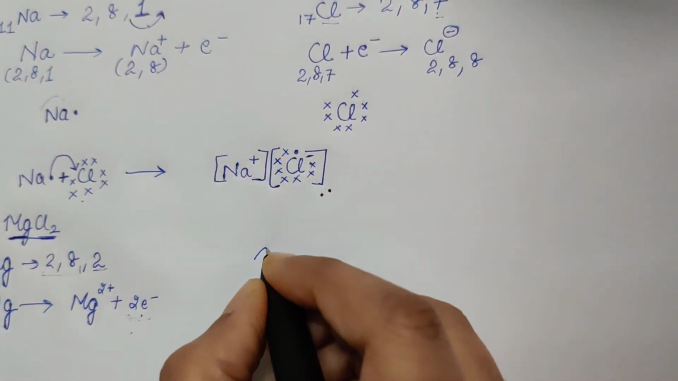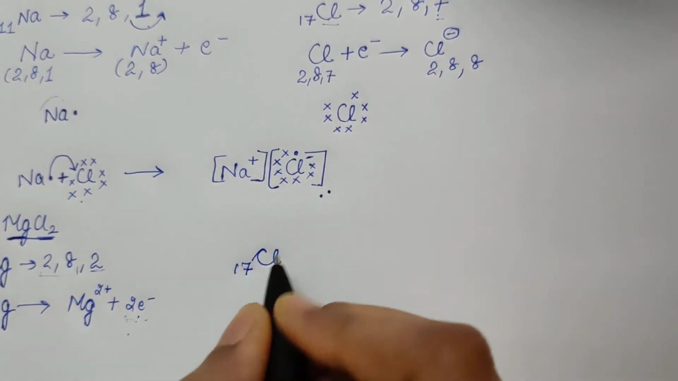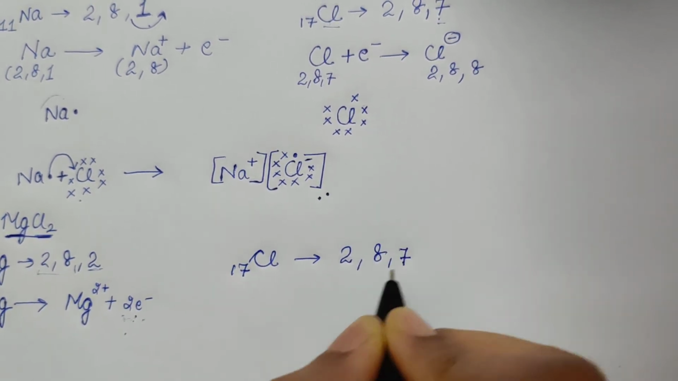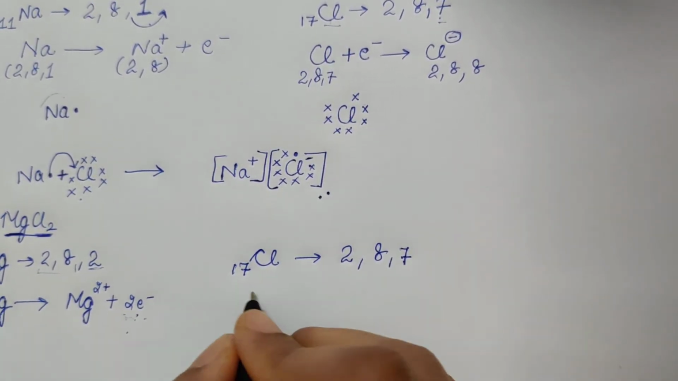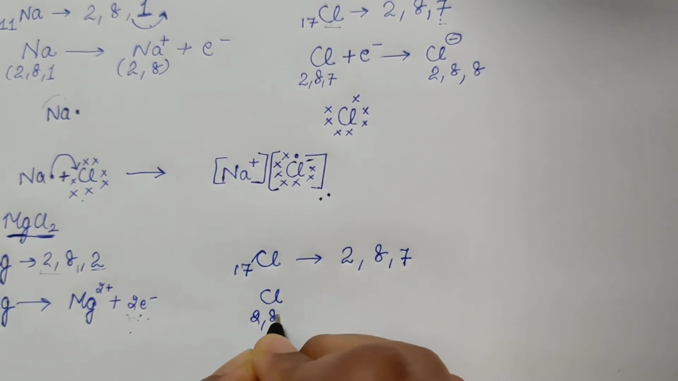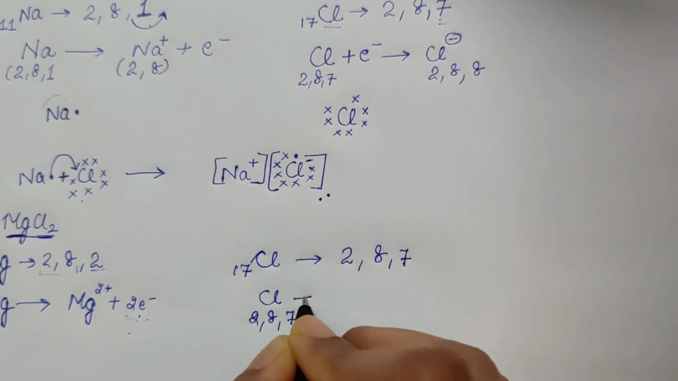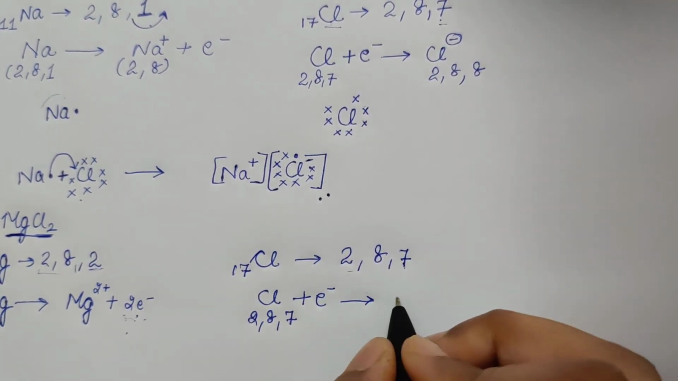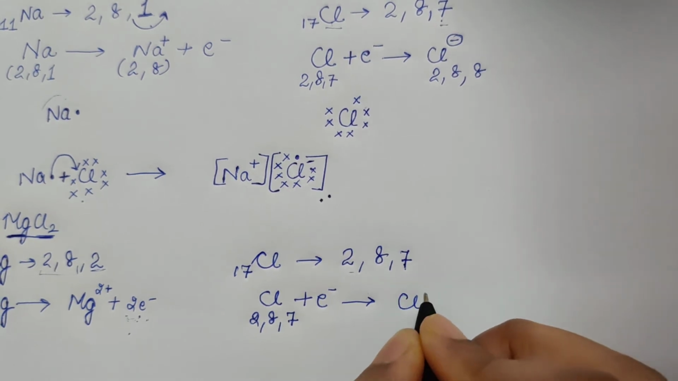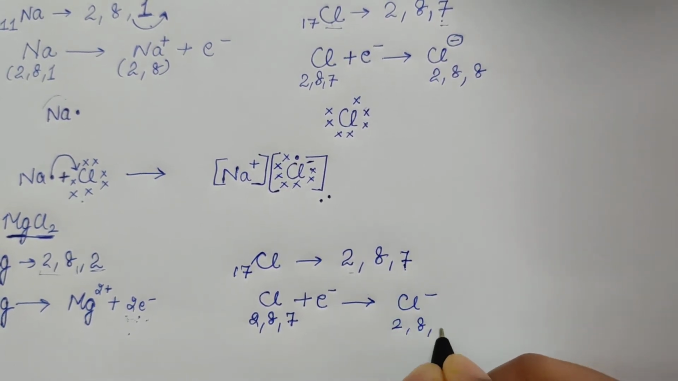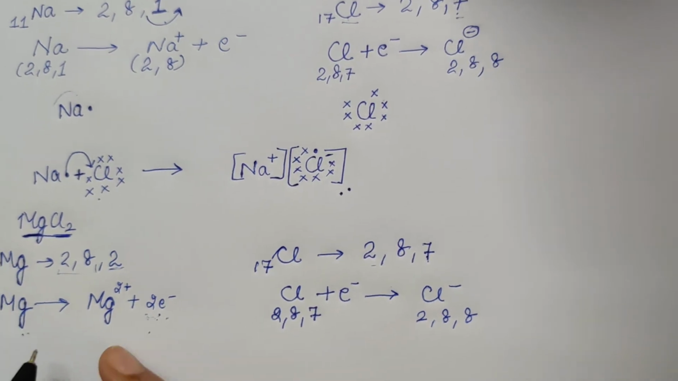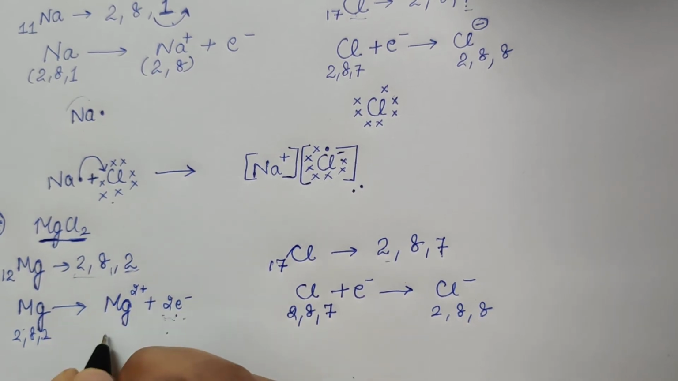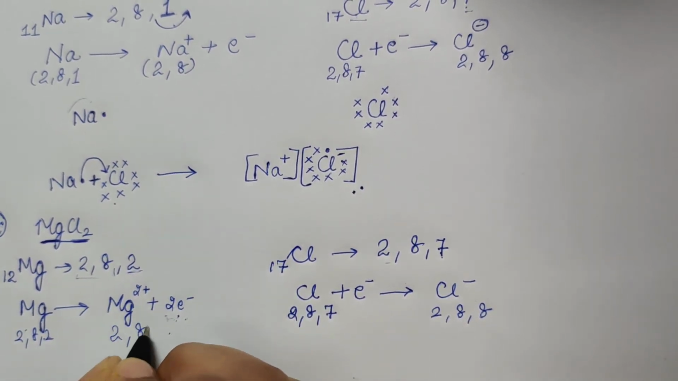Now let us see chlorine, again the same thing: 17 is the atomic number, the electronic configuration will be 2 8 7. Now in equation form, chlorine is 2 8 7, and it will gain 1 electron to attain the stable electronic configuration. So it will be Cl negative, and the electronic configuration becomes 2 8 8. The same thing we have to write down here. The magnesium is 2 8 2, and after losing 2 electrons it is 2 and 8.